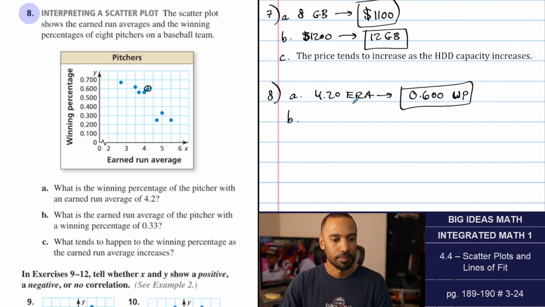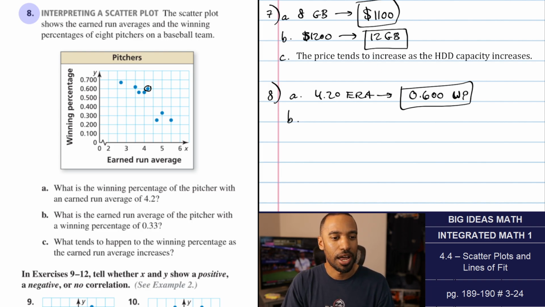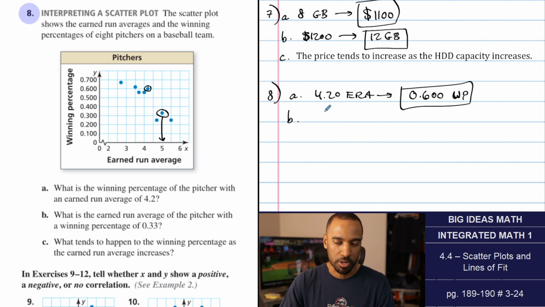Part B. What is the earned run average of the pitcher with a winning percentage of 330? So 0.330, here's 300, here's 400. The only one in between is clear as day is going to be that one. They have an ERA of 5. So this is like number 7. It's just a different kind of question. So 0.330 winning percentage. You got a 5 ERA. I'm going to put 5.00.